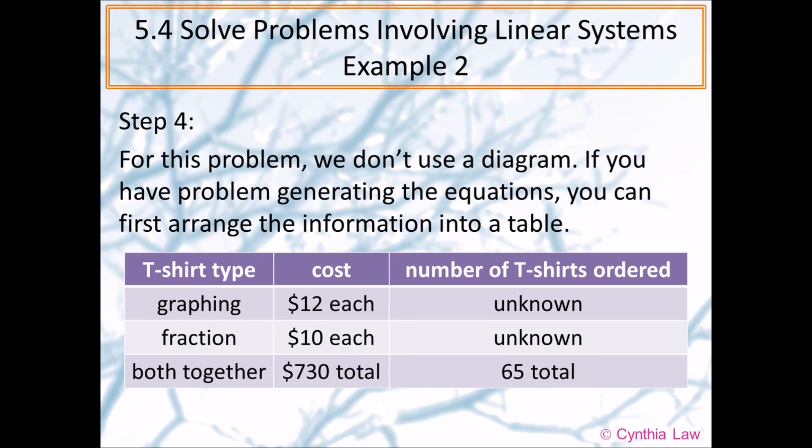So this table is going to help us generate our equations. Because right now, when you look at the number of t-shirts ordered, we have 2 unknowns. Let's say I use G for graphing and F for fraction. So I know that G plus F is 65 in total. And then I just need to work those unknowns into the cost to get the total of $730.